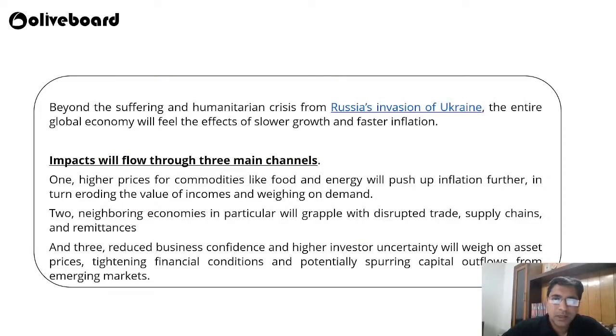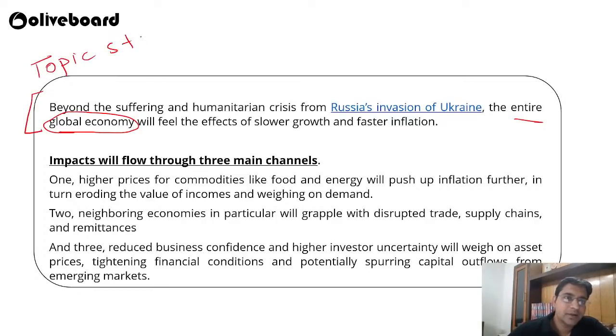After that, beyond the suffering and the humanitarian crisis, the entire global economy. Now, in the last 2-3 lines of the introduction, I have stated the topic statement that we will be talking about the global economy. The global economy will feel the effect of slower growth and faster inflation.